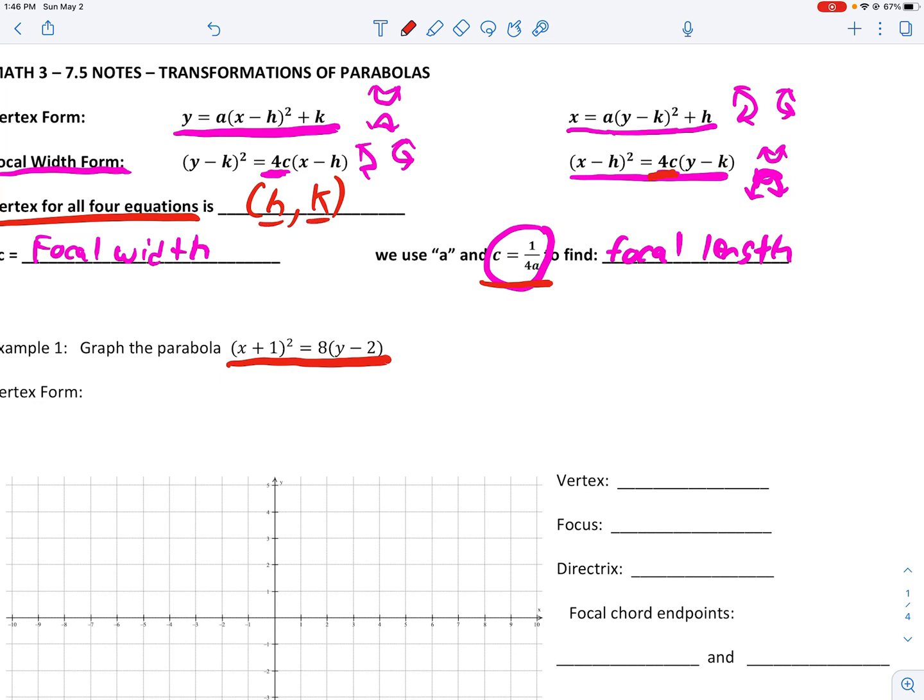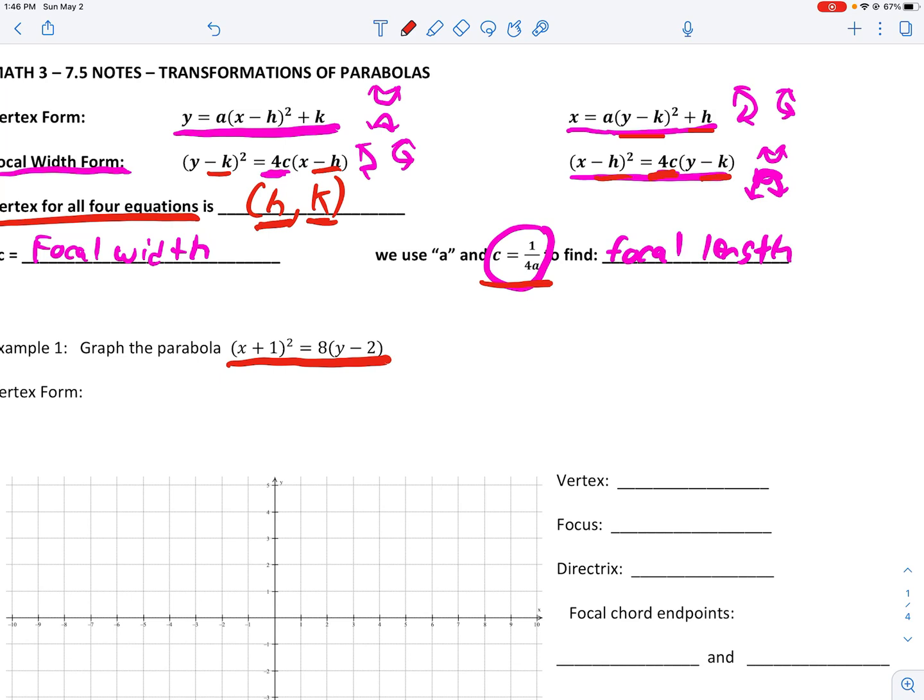This is where it gets tricky. Now it's opposite for k, same for h. Okay, that's a little bit different. So when you're working with the sideways parabolas, again, it's a little bit different. It's h and k. So look for focal width form. It's opposite of k and opposite of h. Opposite of h and opposite of k. So you really have to pay attention what form you're in.